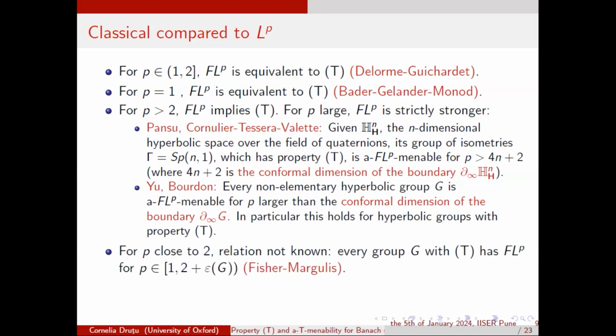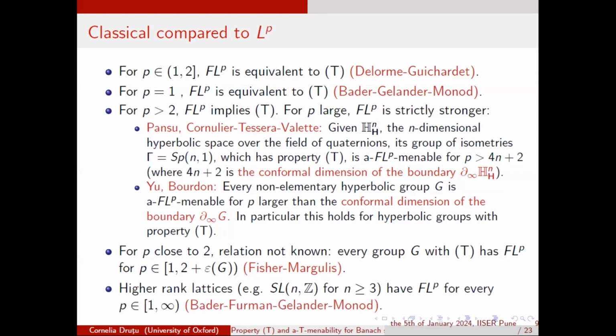On the other hand, if P is close to 2, in fact, for P between 2 and 10, the relation is not known for the moment. So there are no examples. There is one thing that is known, which is that for every group with property T, one can go a little bit beyond 2. But this quantity a priori depends on the group. So this is an argument of David Fisher and Margulis.